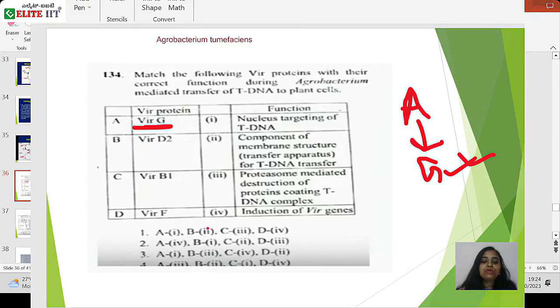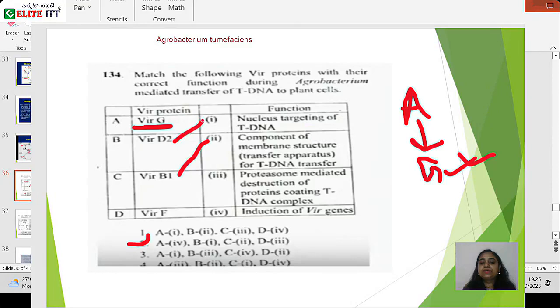So only one option is there, A4. Second option, yes, it should be the second option, but you can check the other options. See B1. B1 means VirD2, it is having the nucleus targeting of T-DNA. Nucleus targeting of T-DNA. B1 is actually a component of membrane structure. So this is going towards this one.